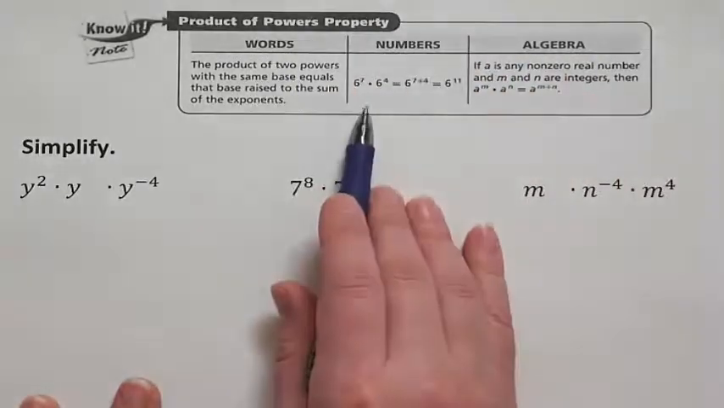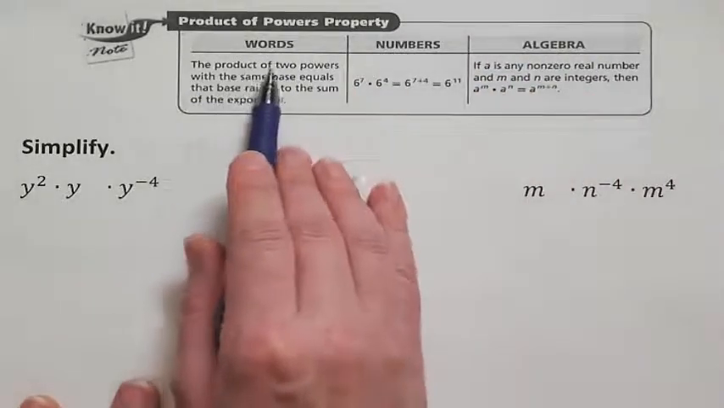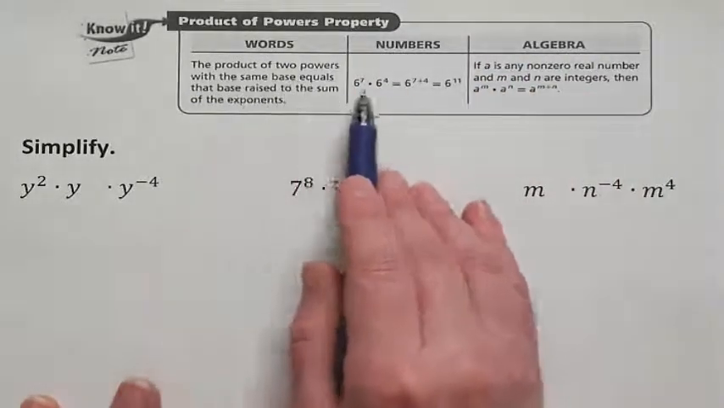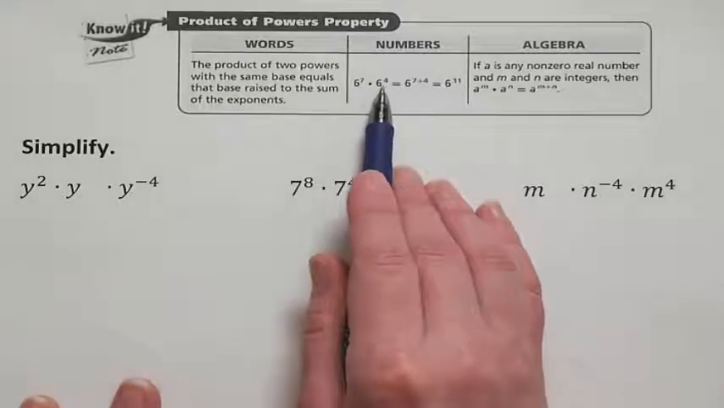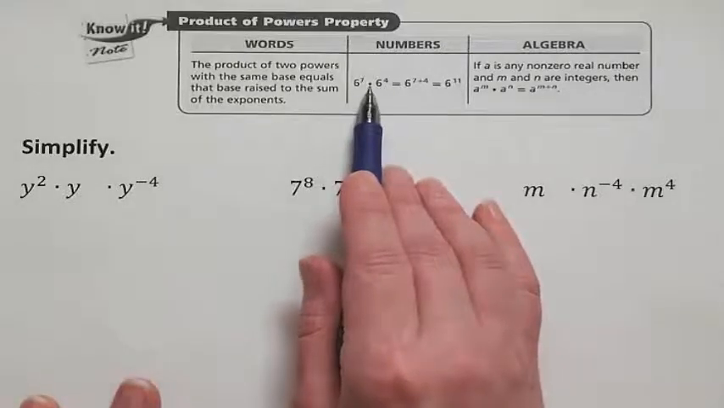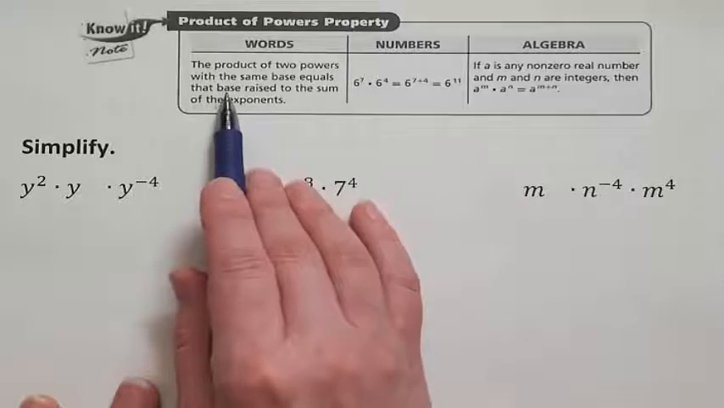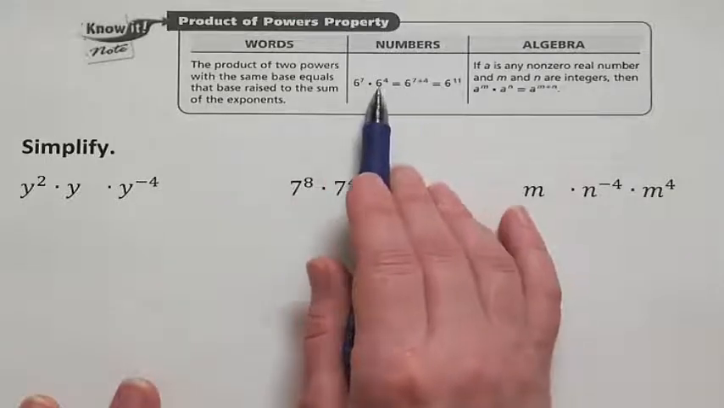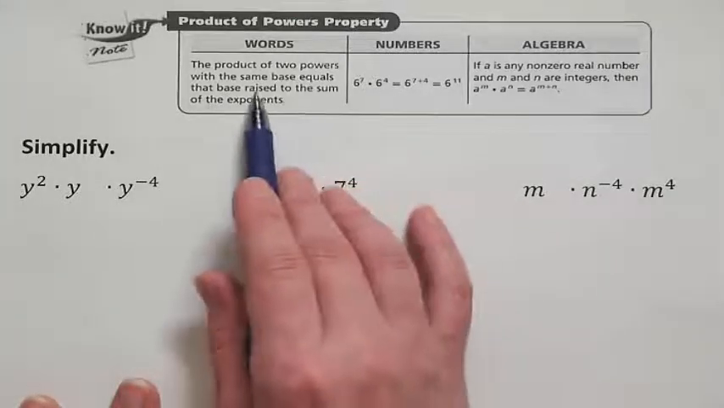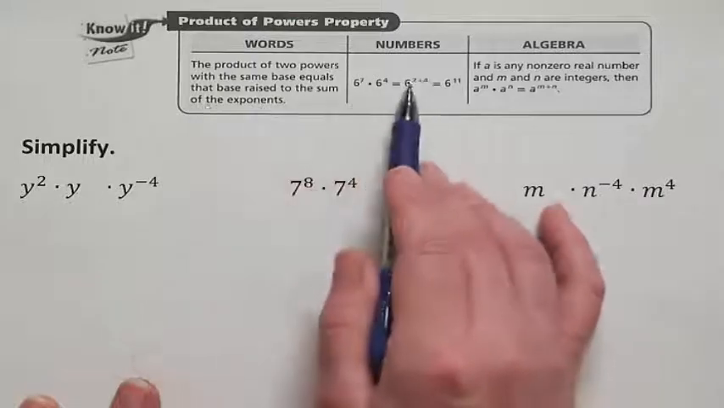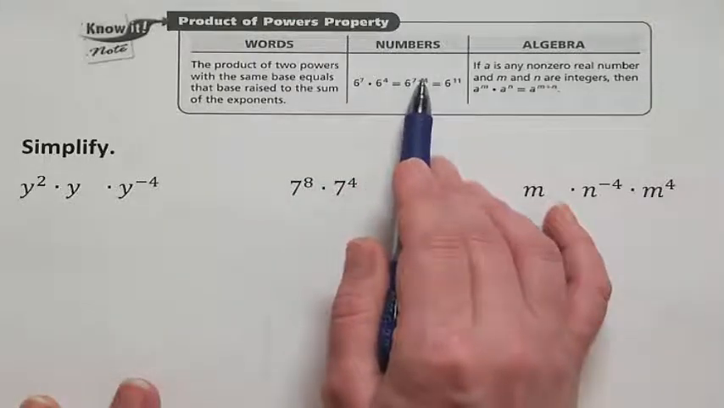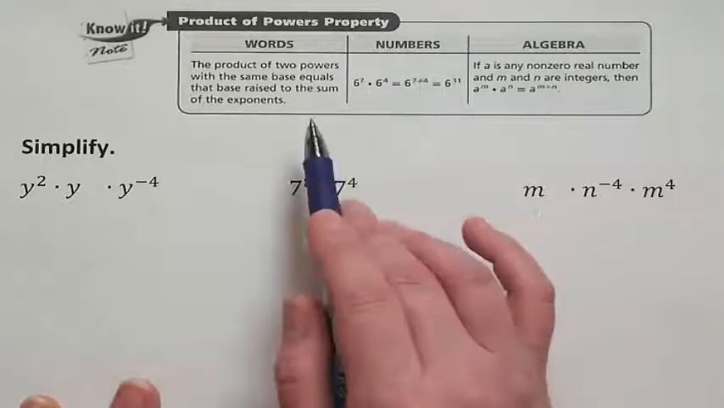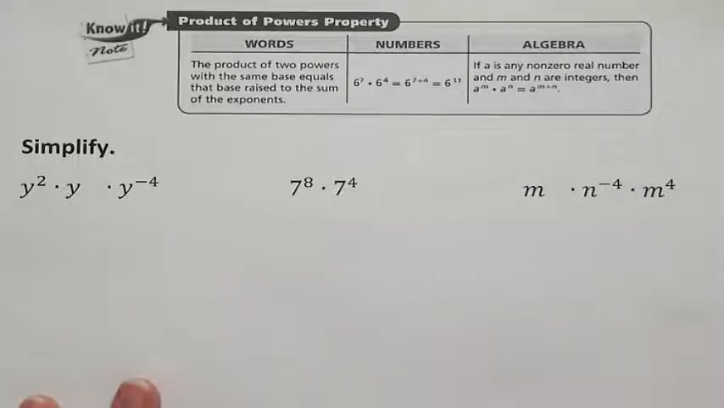So here's the book's rule. The book says the product of 2 powers with the same base. So I see the same base being multiplied together. That would equal that same exact base, they're all bases of 6, raised to the sum of the exponents. So they just added the powers. So yes, our rule is correct. We just add the exponents.